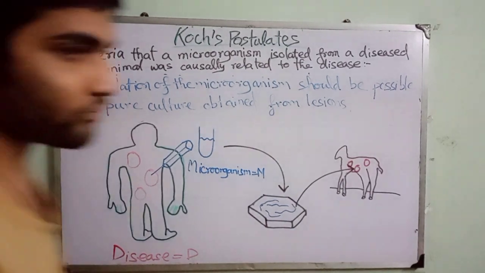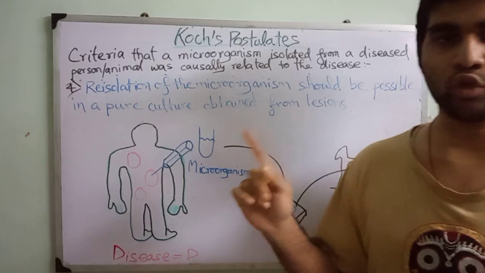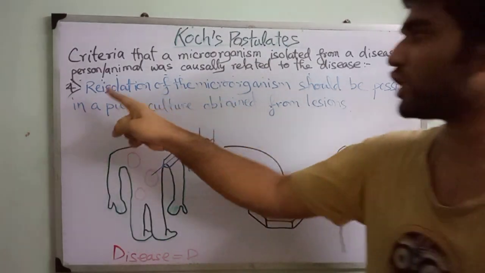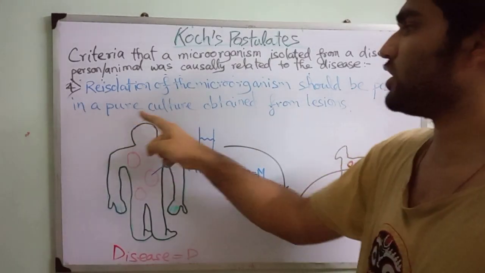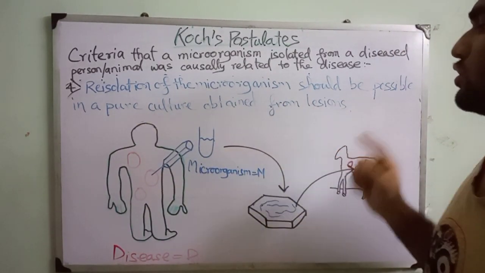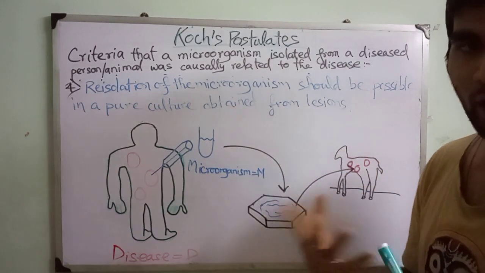So what is Koch's fourth postulate? What was Koch's fourth postulate? That re-isolation of the microorganism should be possible in a pure culture obtained from lesions. So how is that possible? How can you explain that?